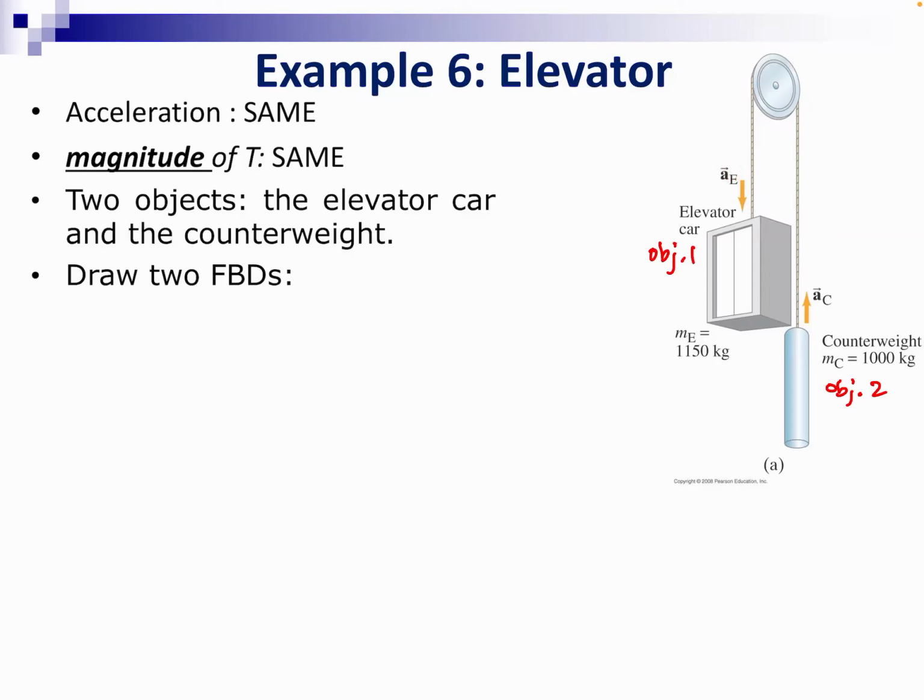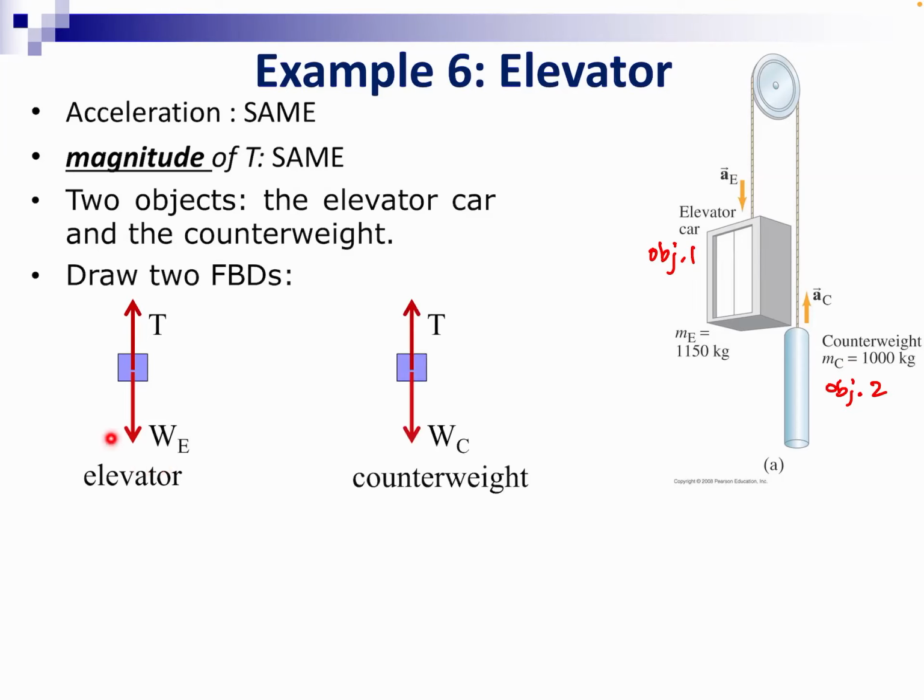Okay, so we draw the two free body diagrams, one for each object. There's no physical surface supporting any of these objects, so you only have weight force that is always directed downwards, and tension force. Tension force is always directed away from the object.